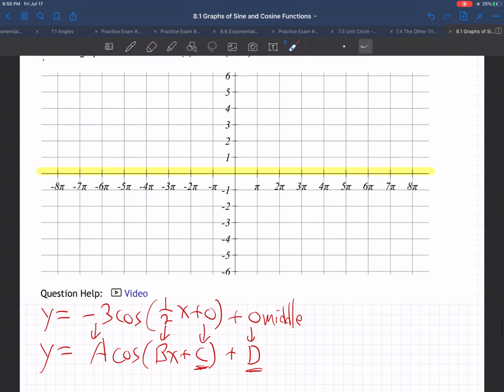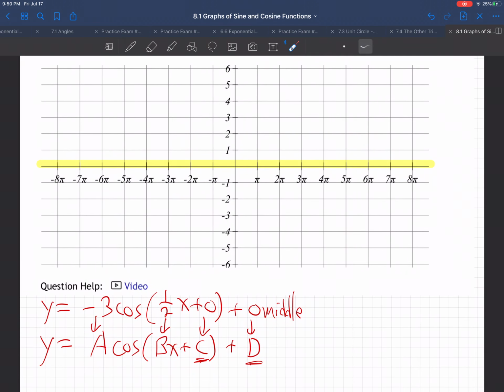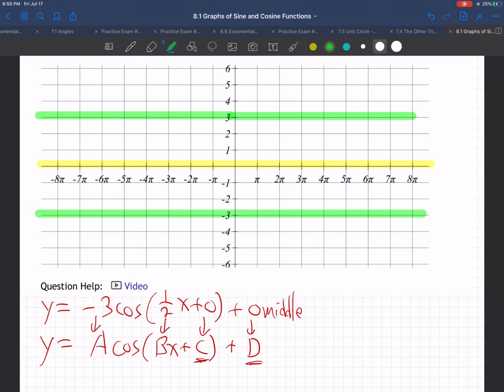So what's our A? Our A is 3. So that means our graph is going to go above and below the middle line by 3. So it'll be up here and down here at -3, up at 3 and down at -3. So we have the top and the bottom and the middle now of our graph, kind of like getting a window in which our cosine graph will sit. And notice it's a -3, so our cosine graph is going to start on the bottom. So let's keep going.